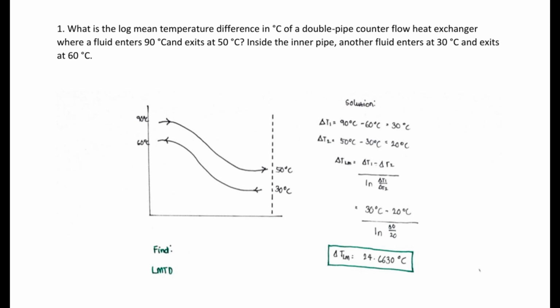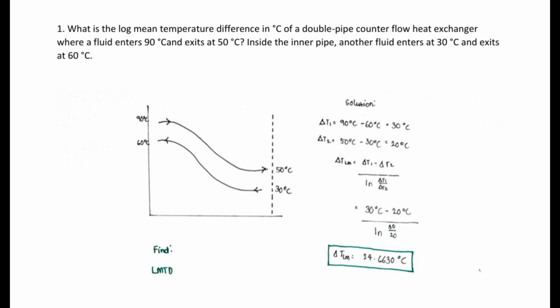For problem number 1, basahin muna natin yung problem. So, sabi sa problem, what is the log mean temperature difference in degrees Celsius of a double pipe counterflow heat exchanger where a fluid enters at 90 degrees Celsius and exits at 50 degrees Celsius. So inside the inner pipe, another fluid enters at 30 degrees Celsius and exits at 60 degrees Celsius.